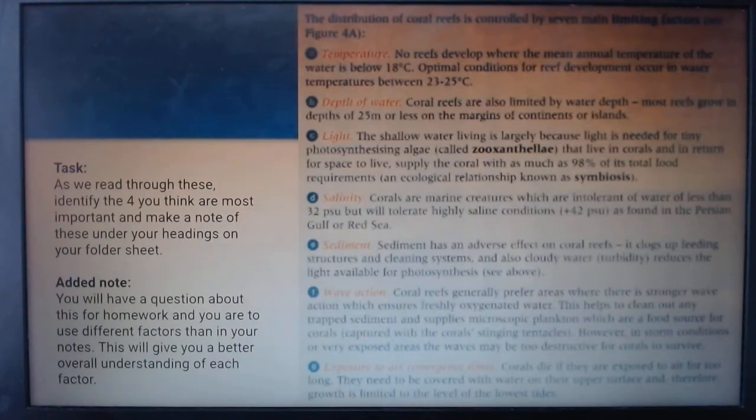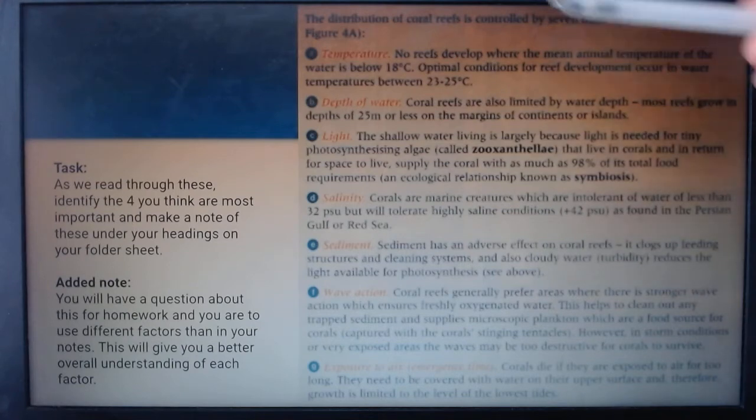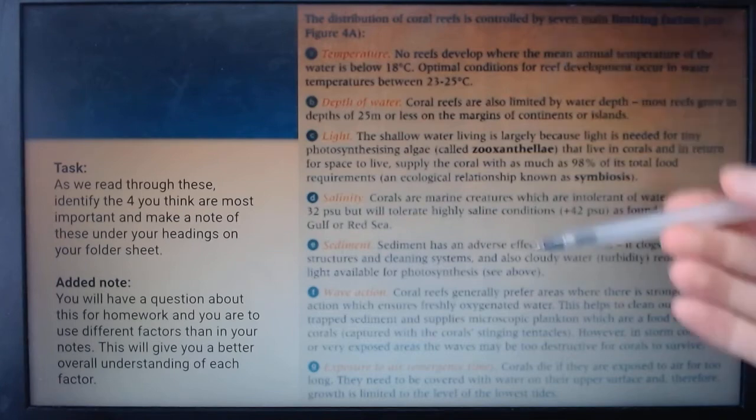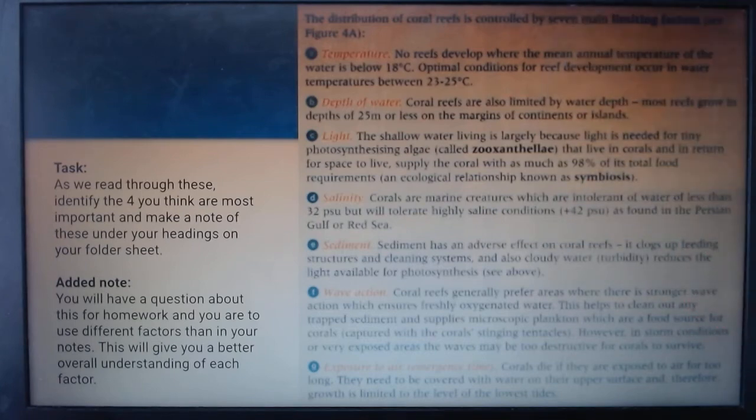Now, limiting factors. Here we have them, I hope that's clear enough. As we read through these, identify the 4 you think are the most important factors, and make a note of these under where you've been making your notes. In addition, you'll also have a question about this for homework, and you're to use different factors than in your notes. So between what you write down now and your homework task, you should cover all 7 factors. So let's jump in.